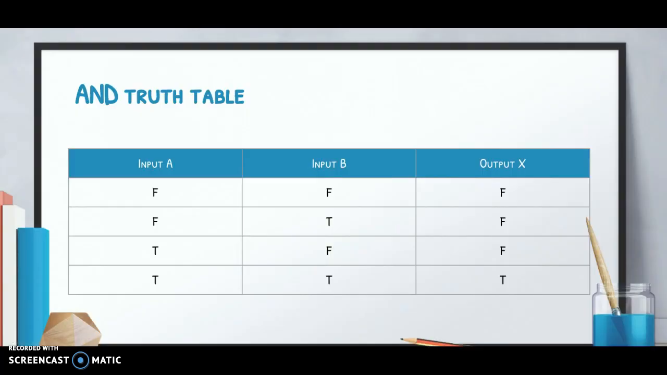Let's look at the truth table. Here is our AND truth table. We had two switches for input, A and B, and we had one light bulb for output. The only way the output was true is if both A and B were true. Otherwise, our result was false. So false, false leads to false. False, true leads to false. True, false leads to false. True, true leads to true. True and true gives you a truth value of true.